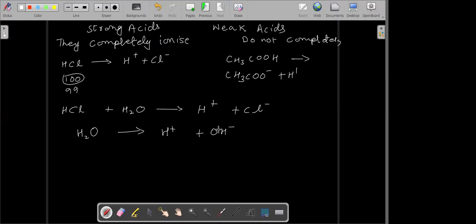Okay. So when dissociation occurs, when we dissolve any acid in water, we have the formation of H plus ions from the acid and we have the formation of H plus ions from water. So both of them are forming H plus ions. However we say H plus ions, the H plus ions are highly unstable.